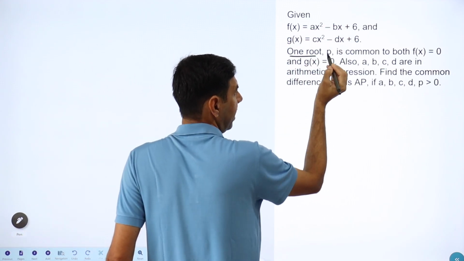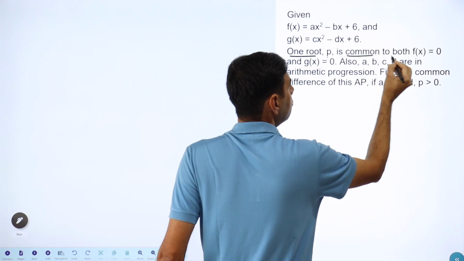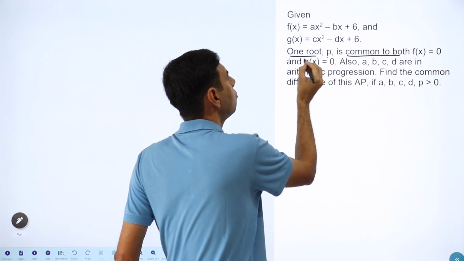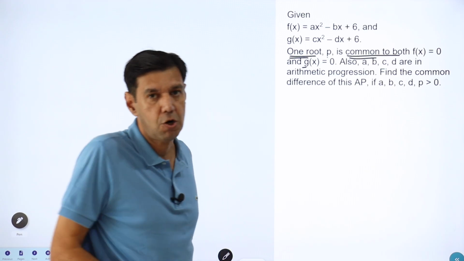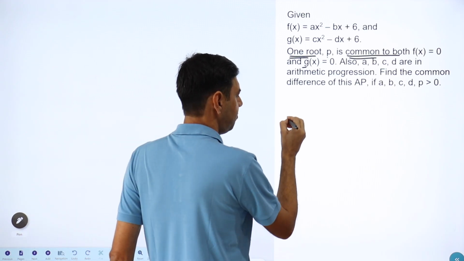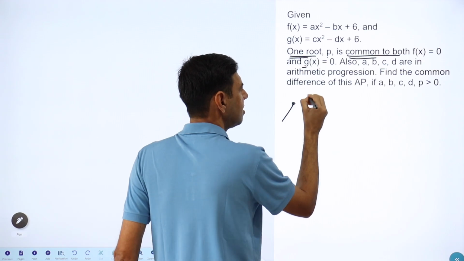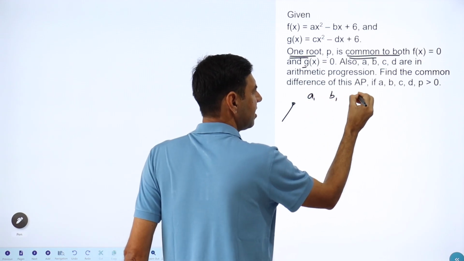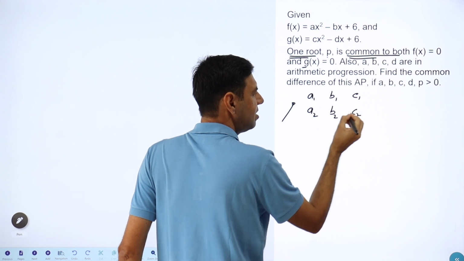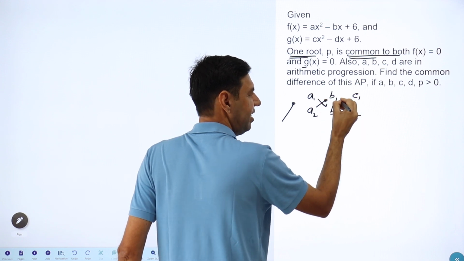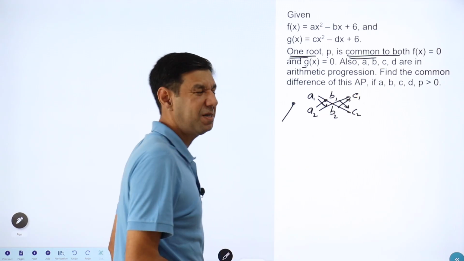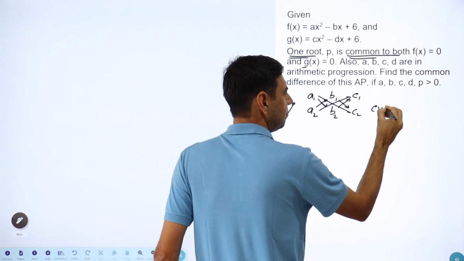One root, that is P, is common to both f of x = 0 and g of x = 0. So now here we get to know, okay, this is from the topic of a common root. And common root topics have two different approaches. The first approach is, you write the coefficients and then you do the short product and the long product. Now, if you don't know this, this is not the place to learn these ideas. There is a formula for it, but this is a very cumbersome one.